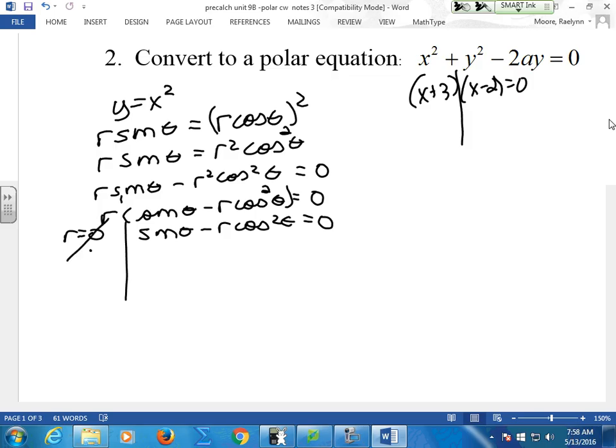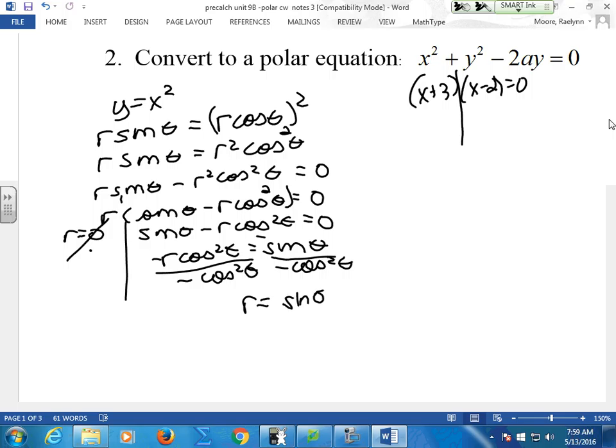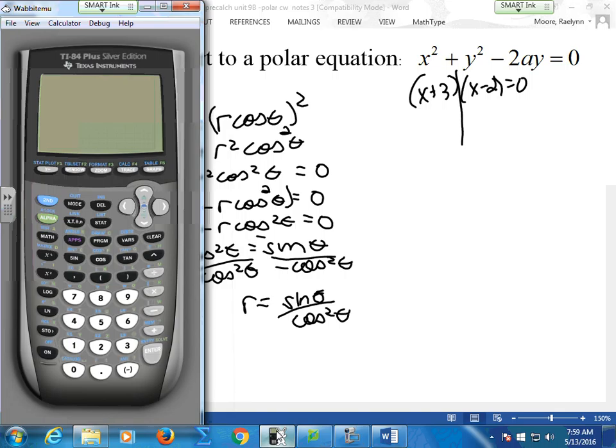So we're going to move this guy to the other side. And we need to solve for r. So we're going to divide everybody by negative cosine squared theta. I got to get r by itself. I'm going to get rid of the negative at the same time. So r is equal to sine of theta over cosine squared theta. Okay. Now, if we graph this, this should be a parabola. So try it on your calculators, because if I try it on mine, it's going to take me forever. So try it on your calculator.